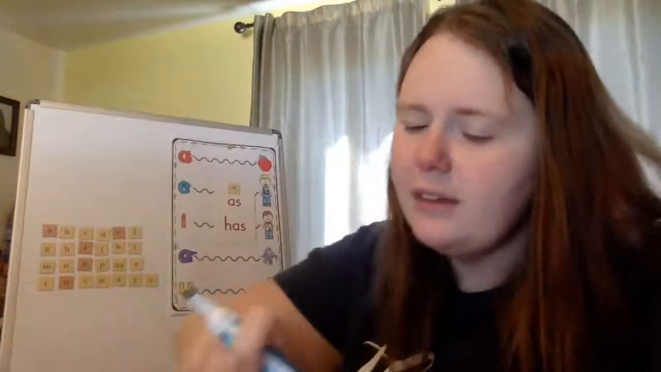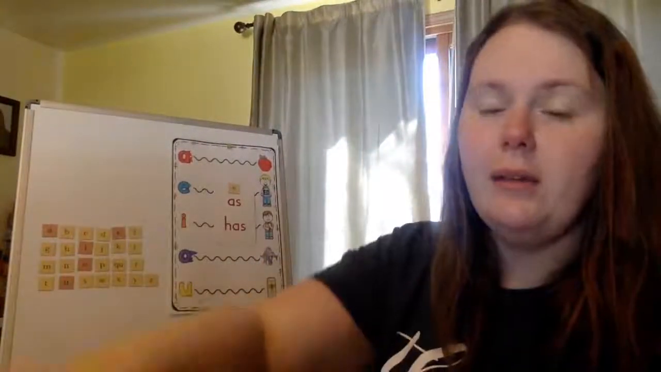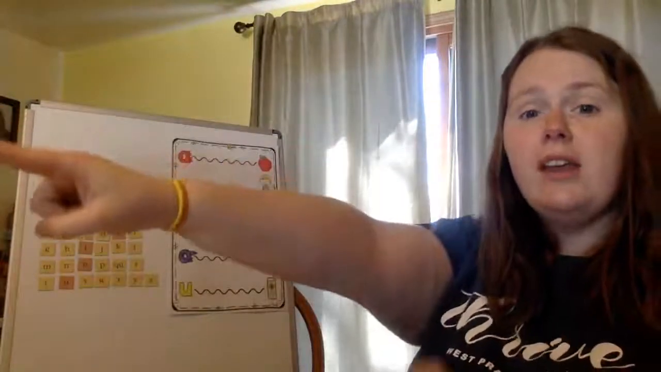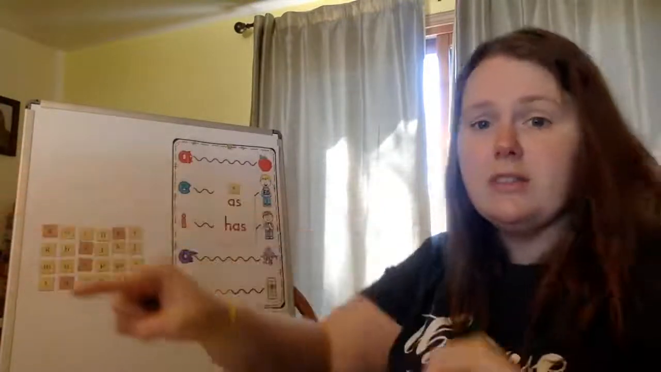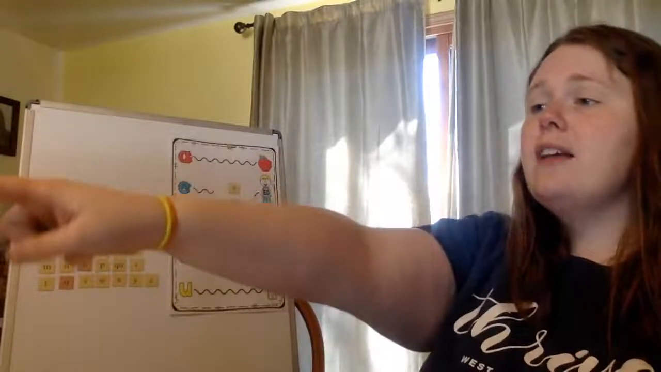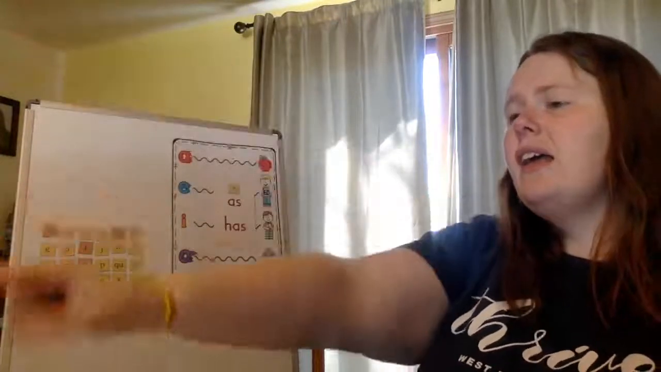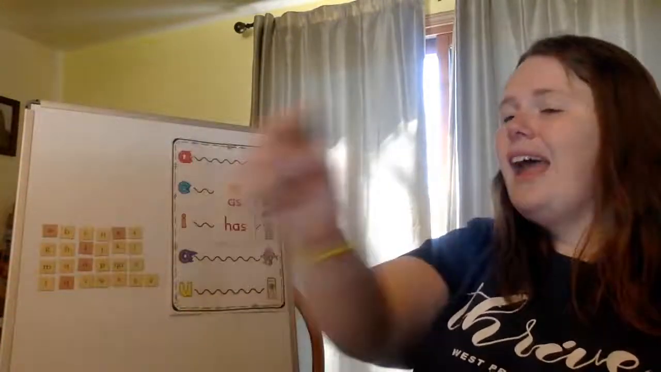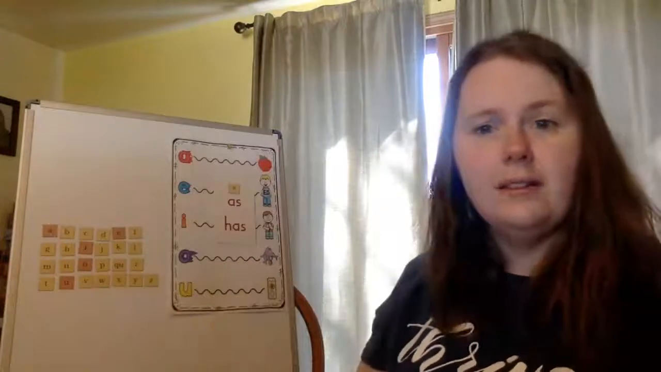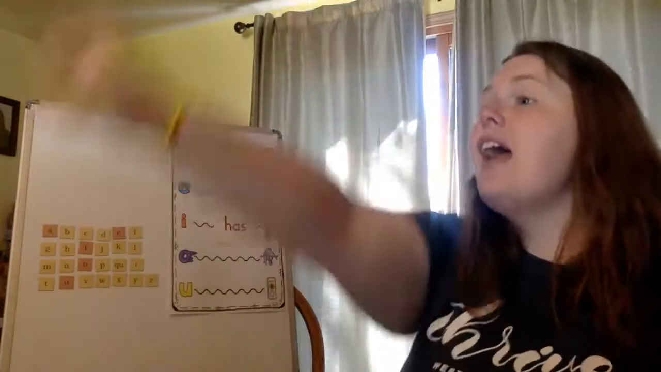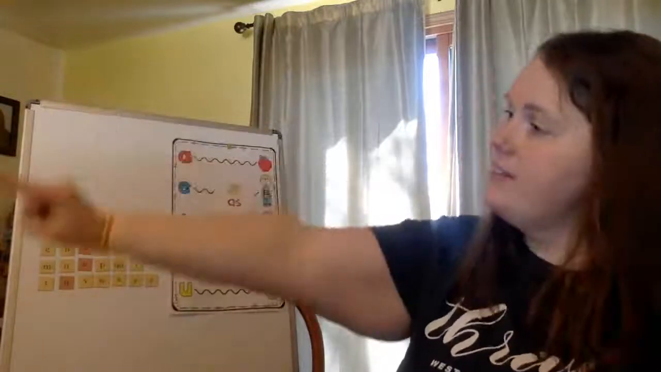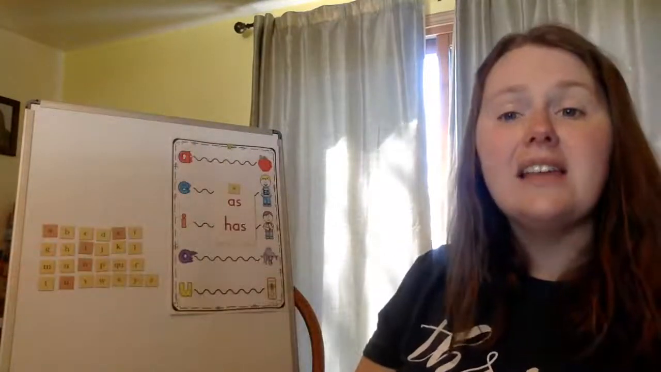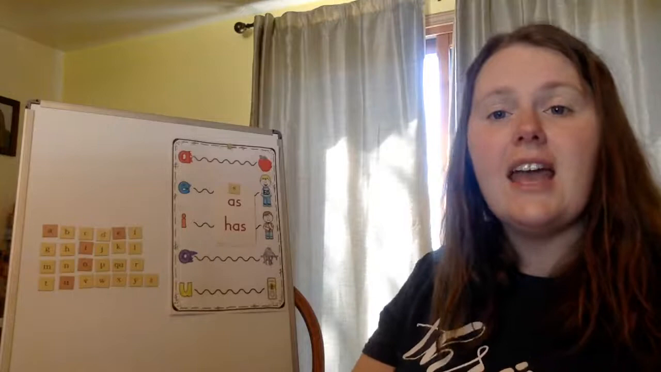Let's practice those by air writing them, okay? Put your arm out nice and straight. We're going to teach this big muscle how to do it so that it can teach these little muscles how to do it. Are you ready? Let's do as. A-S, as. Let's do has. H-A-S, has. A-S, as, H-A-S, has.